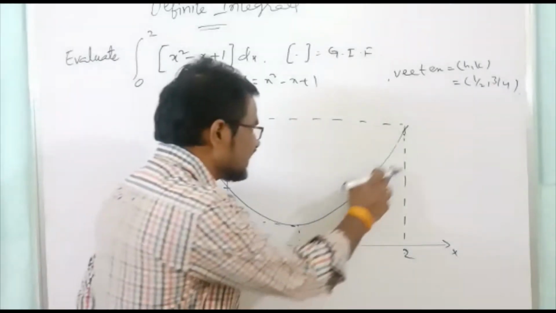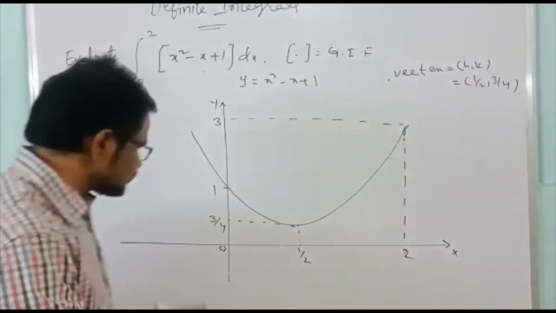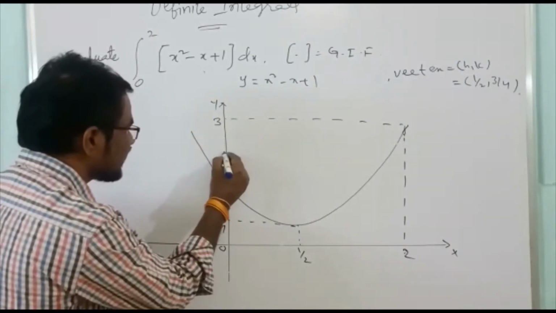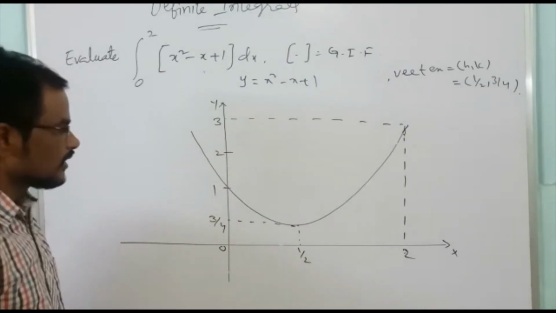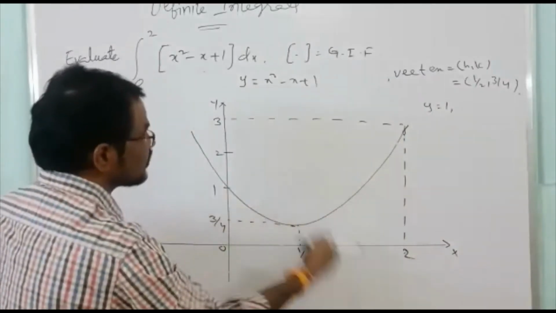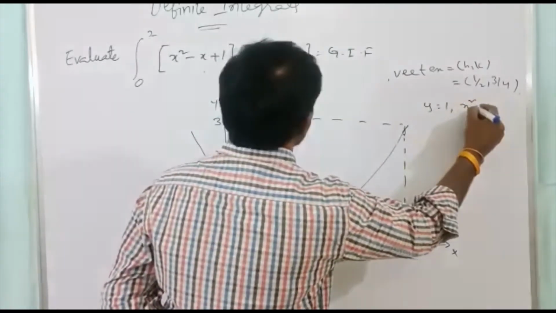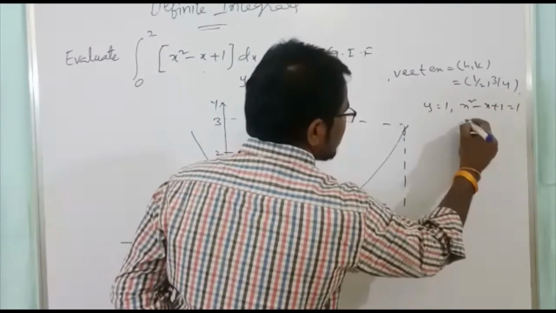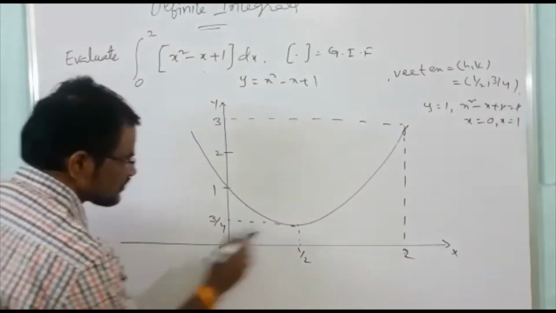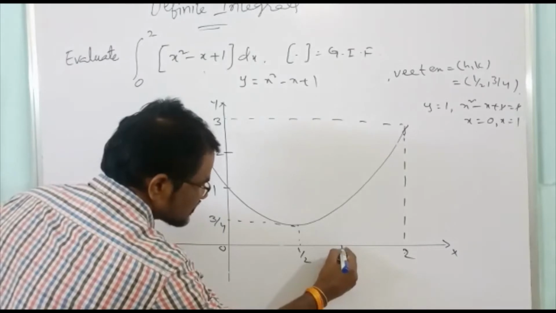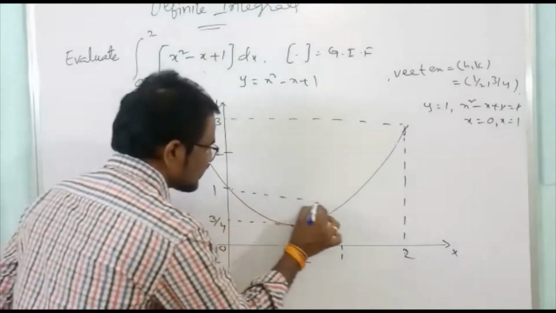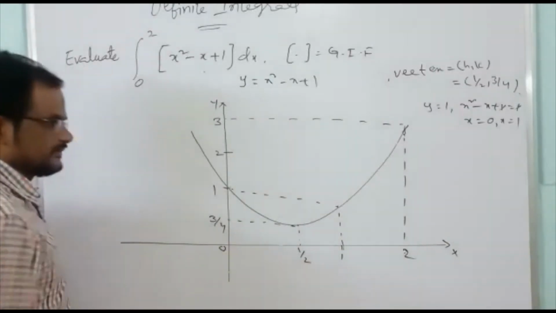So here again it is increasing, no? But between 3/4 and 1 there are two integers, 1 and 2. So if y equals 1, whatever the x value is, we have to identify it: x squared minus x plus 1 equals 1, so x equals 0 or x equals 1. Already x equals 0 is there, so here I will take x equals 1. Okay, if y equals 1, the x value is 1.